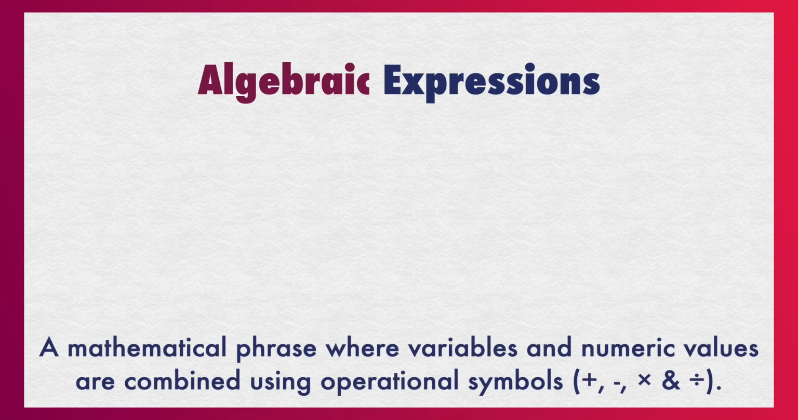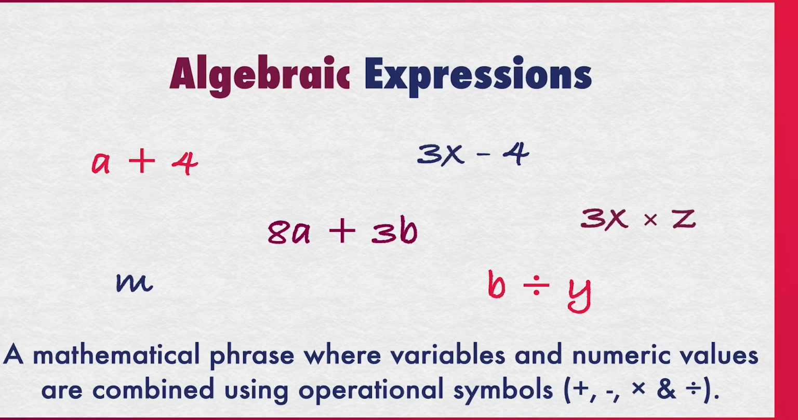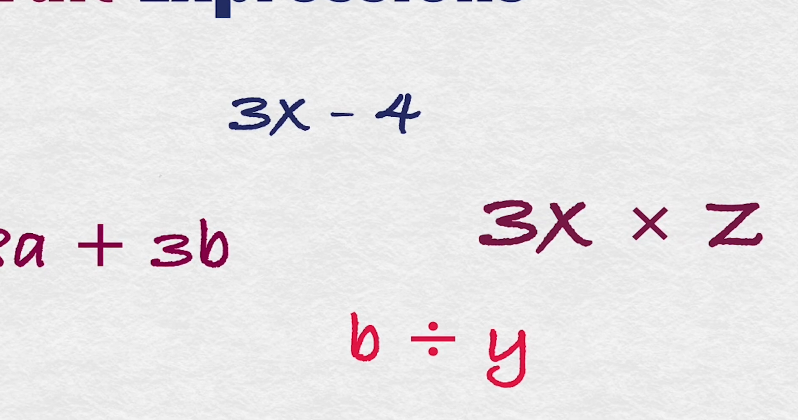When you start to use these variables in math expressions, you form what is called an algebraic expression. An algebraic expression is a mathematical phrase where variables and numeric values are combined using operational symbols like addition, subtraction, multiplication, and division. Note, since we're starting to combine some numbers, letters, and operational symbols all together, you're going to notice that some symbols like the letter X and the multiplication sign look very similar, which actually can be kind of confusing.